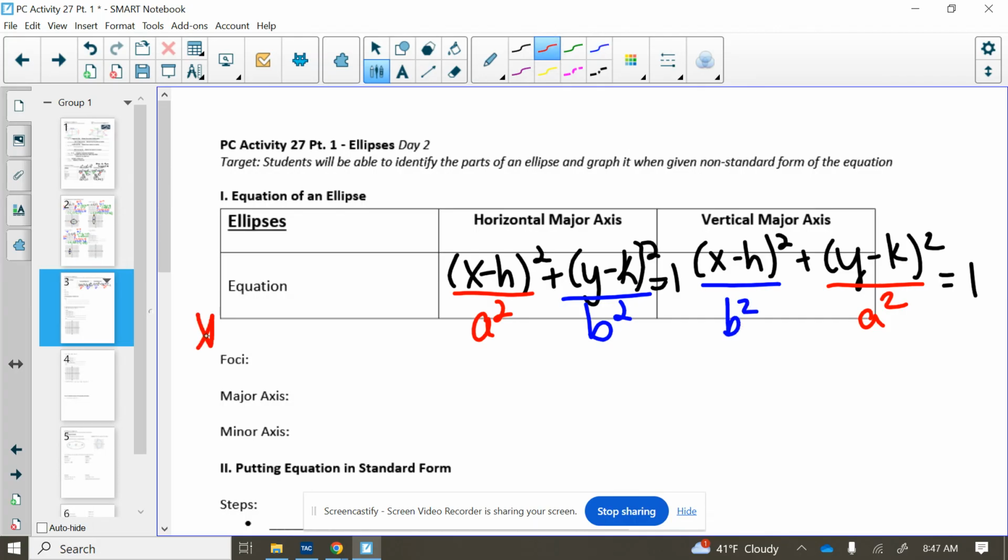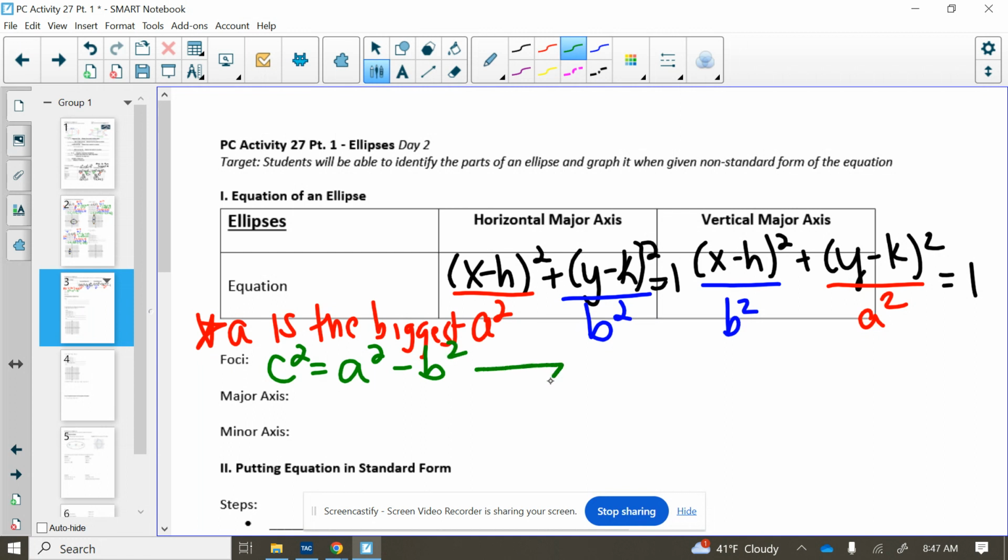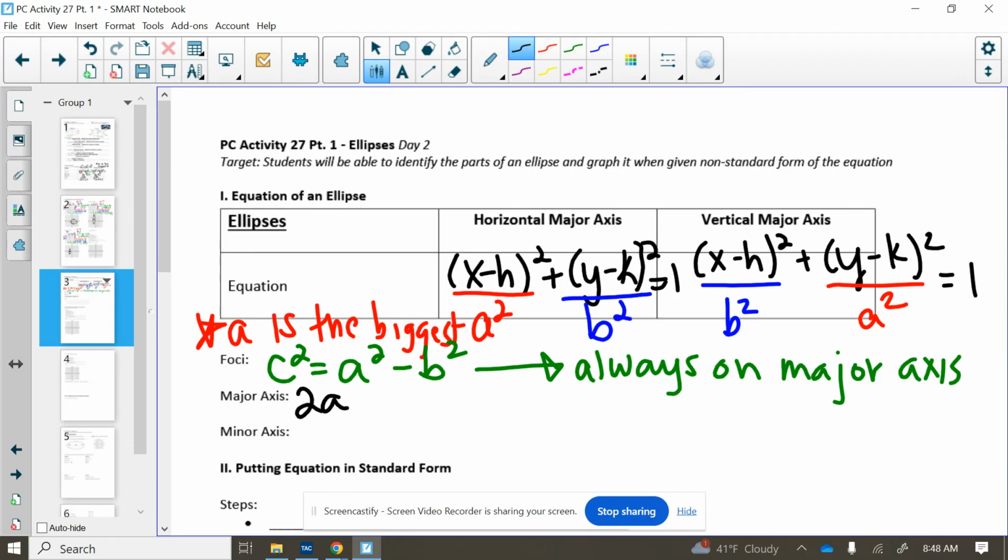And again, this is important because parameter a is the biggest in the ellipse and thus will dictate what is the major axis. Now we're able to find parameter c with our foci by taking c squared. That's always going to be equal to a squared minus b squared, because again a is the biggest, so we can find b or c by subtracting from a squared. And again, the foci are always located on the major axis as well with our vertices that are coming from parameter a.